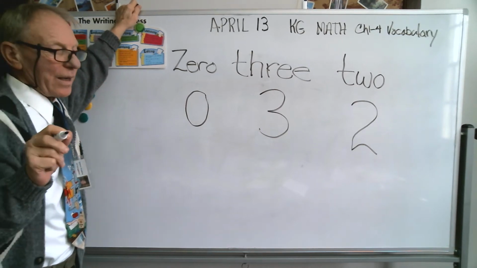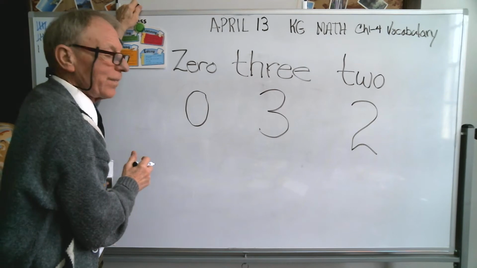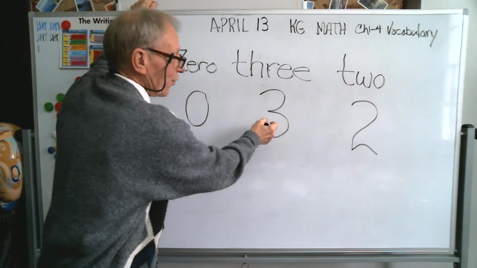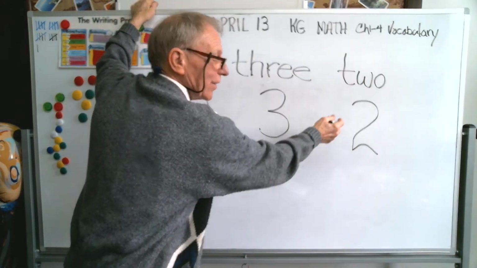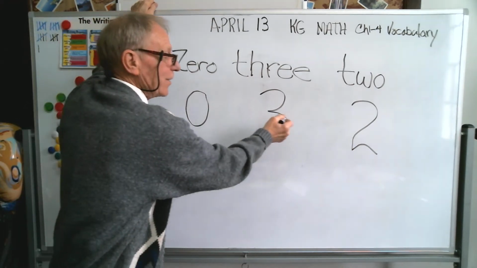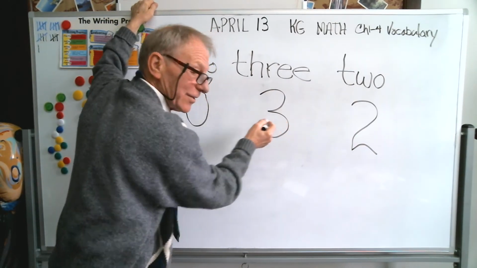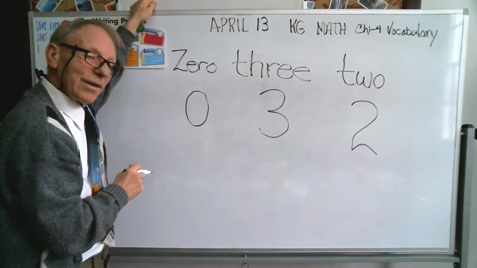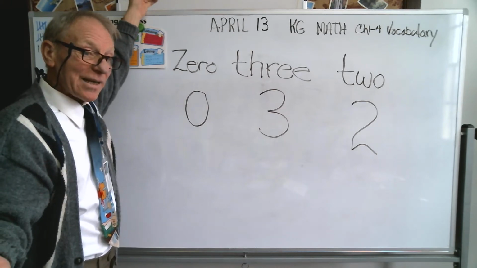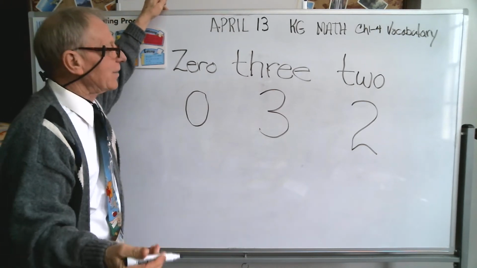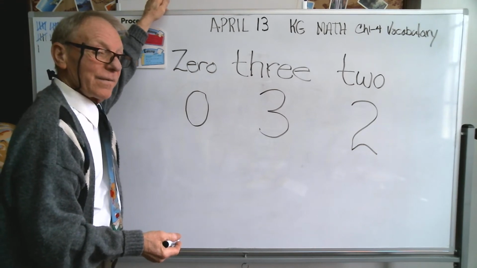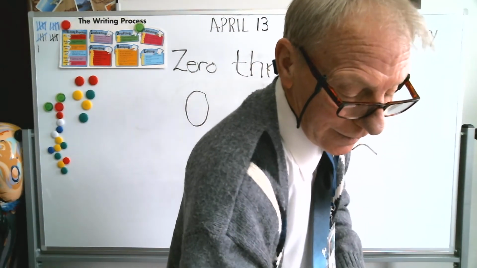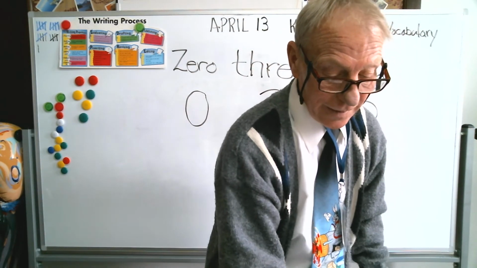Now, quickly, 0 is less than 3, right? 3 is greater than 2. So 3 is more than 2. 2 is less than 3. 0 is less than 3. And 3 is more than 0. You see how easy that is? You just got to know where it's at in the numbers. That's the vocabulary for Unit 1.